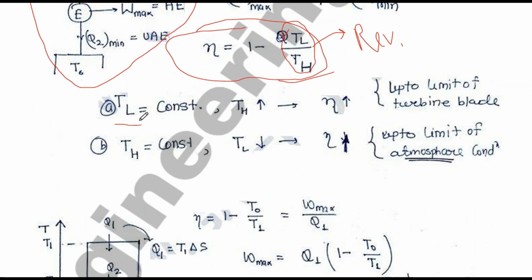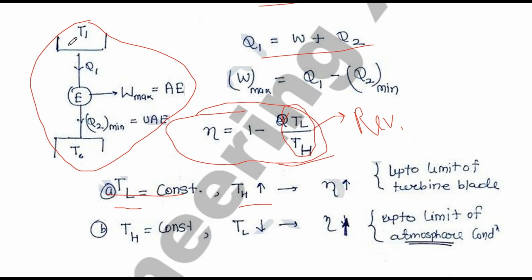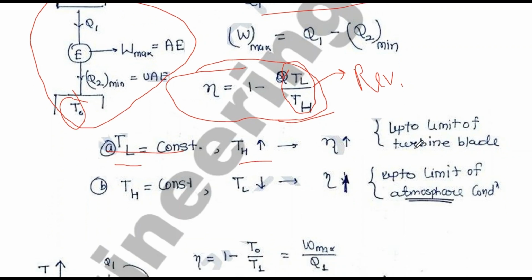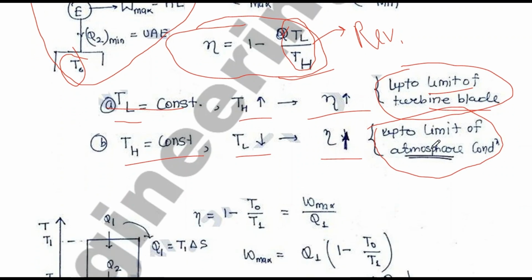So if TL is constant and TH is increased, TH is higher, TL is lower reservoir temperature. So efficiency will increase, and if TH is constant, then TL should be reduced so as to increase the efficiency. And up to this limit, this can be reduced, not lower than this. And up to this level, this can be increased. Like the limitation here is the temperature which the turbine blade can sustain. You cannot go over the temperature limit of the turbines.